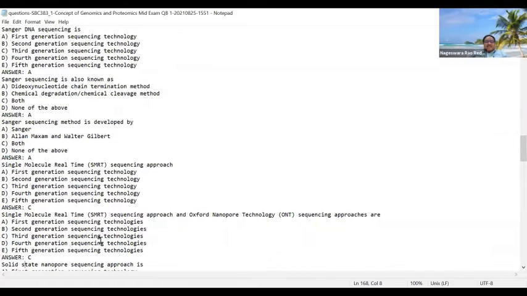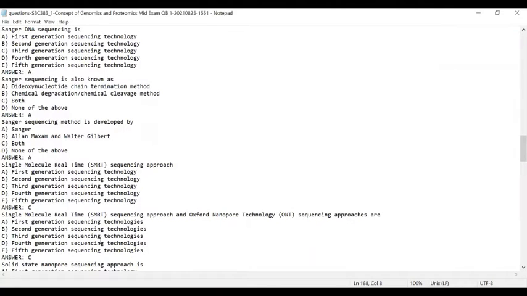Sanger DNA sequencing is what? Sri Vidya. Sir, can you repeat the question? Sanger DNA sequencing is first, second, third, fourth, or fifth generation? First generation, sir. First generation sequencing technology. Okay, right.